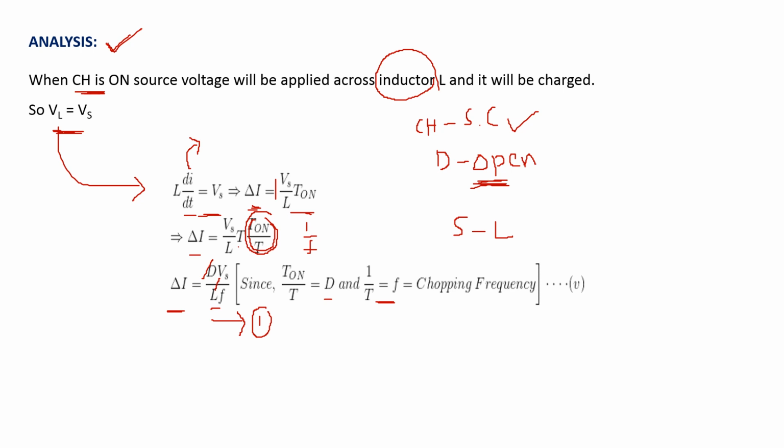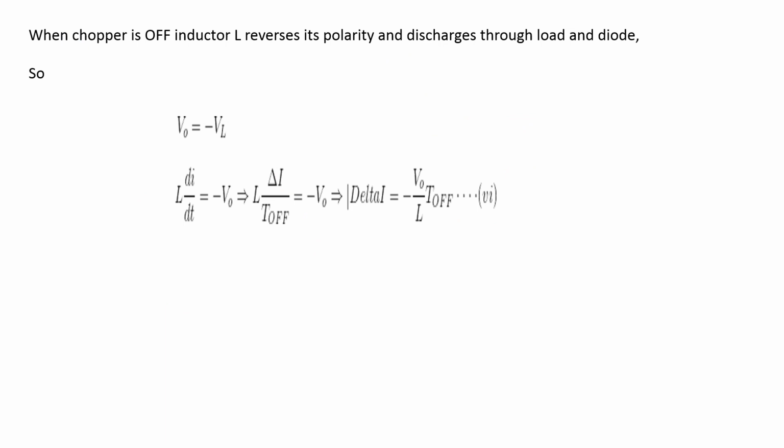Similarly, we are going to find out the change in current during the off time of the chopper. Coming to the second case, that is, when the chopper is in off state. When the chopper is in off state, the inductor reverses its polarity and starts discharging through the load and diode. So we are going to get the output voltage V0 equal to minus VL. Again here VL is nothing but L into di by dt, that is given as minus V0. From that we can write L into delta I by T off, since dt is the off time, is equal to minus V0.